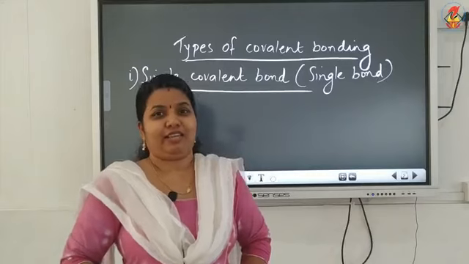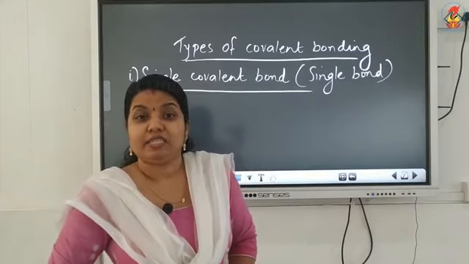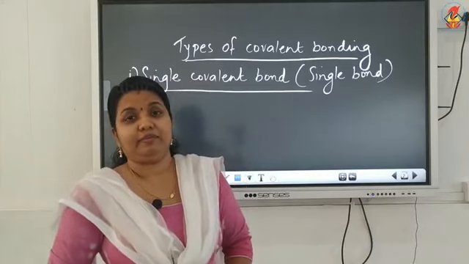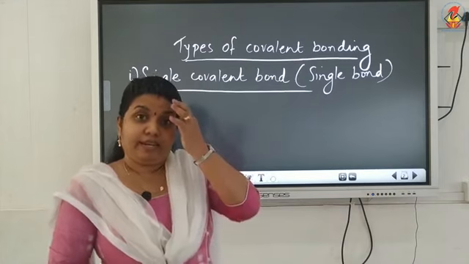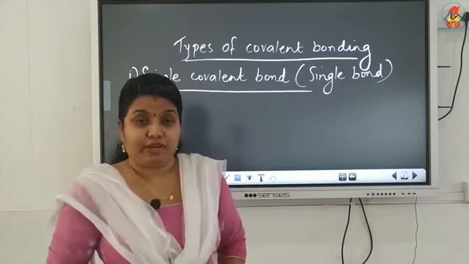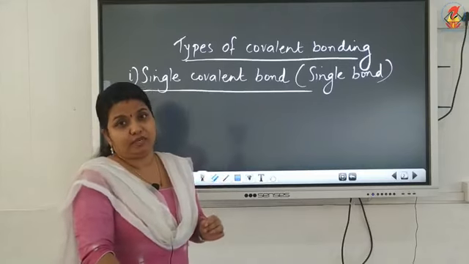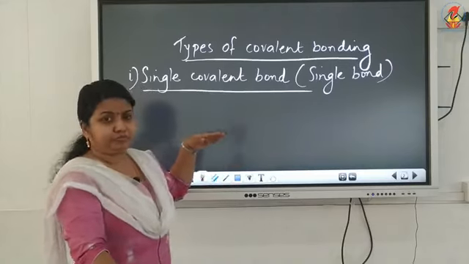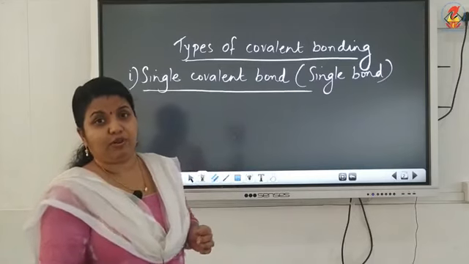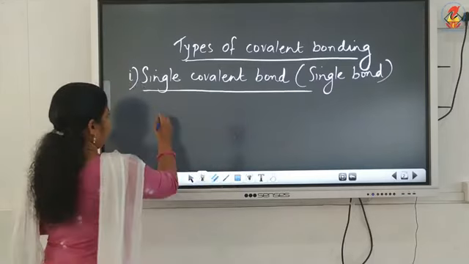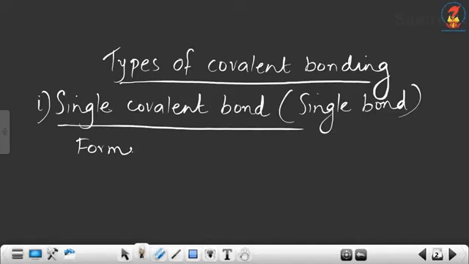Here there is only sharing. The combining atoms share electrons with other atoms to form covalent bonds, and there are three types of covalent bonds. Out of that, the first one is the single covalent bond or single bond. Now, before explaining what a single covalent bond is, let's see the formation of a hydrogen molecule.